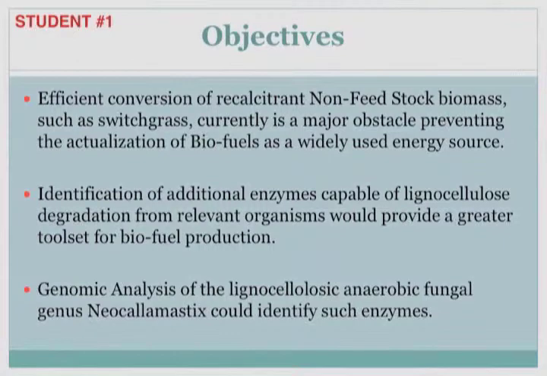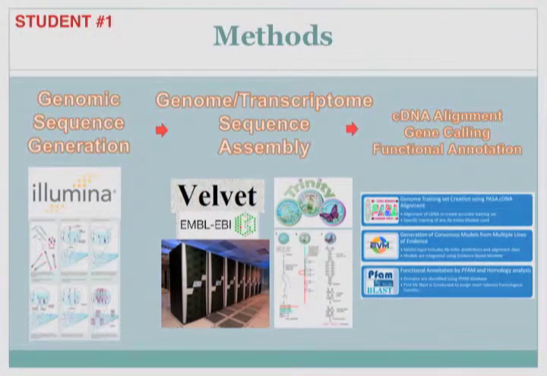For this analysis, we analyzed the lignocellulosic fungus Orpinomyces, a member of the Neocallimastigales. We did a genomic and transcriptomic analysis of this fungus to identify relevant enzymes that could aid in this conversion process. For our genomic and transcriptomic sequencing, we used Illumina sequencing by synthesis technology. This is due to a unique facet of this organism, its very high AT content, which makes Roche unable to sequence this organism due to the high amount of homopolymers within the sequence.